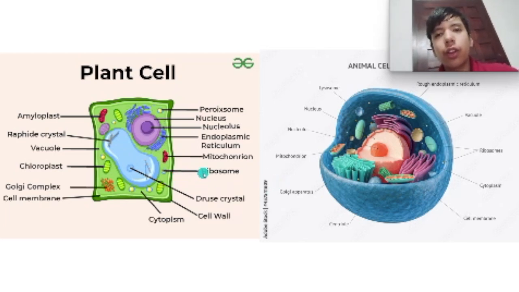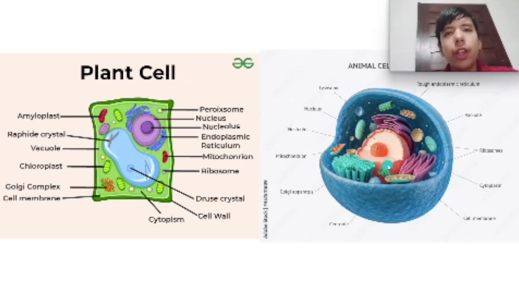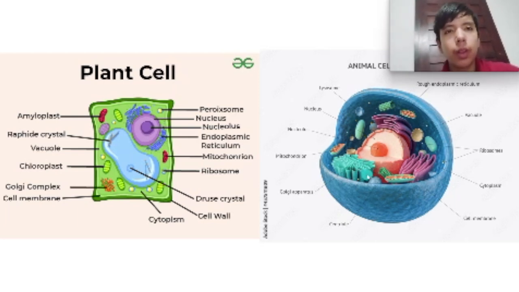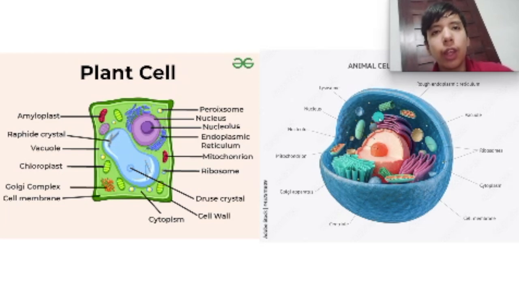The cell contains deoxyribonucleic acid, cell membrane, and cytoplasm. Some organelles of the cell are the endoplasmic reticulum. It is involved in the synthesis of proteins, lipids, and membrane components. It is present in plant and animal cells.